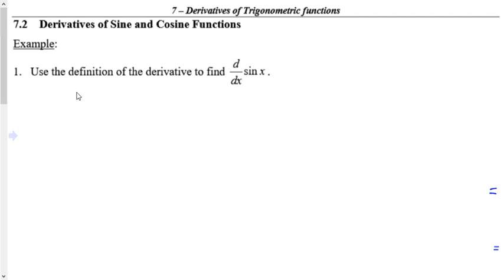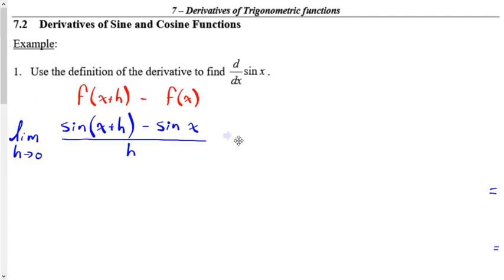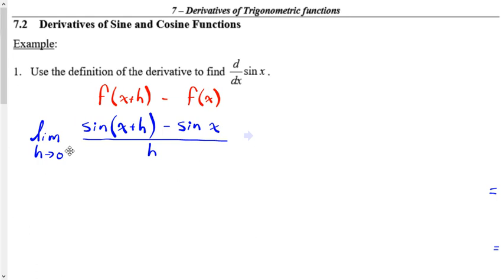We want to use the definition of a derivative to figure out what's the derivative of sine x. Well, the definition of a derivative, as you will recall, is the limit as h approaches 0 of f of x plus h minus f of x all over h. And here I've substituted the x plus h and the x into the sine function. So what I would encourage you to do is see if you can figure out what this is going to be equal to.